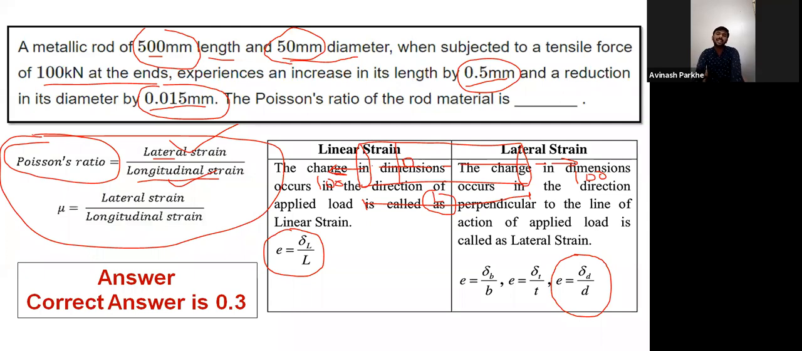We have to calculate the lateral strain. We have to calculate the linear or longitudinal strain. We have to put both the values in the Poisson's ratio formula and immediately you will get the answer. So this particular problem will be asked for the 2 marks.